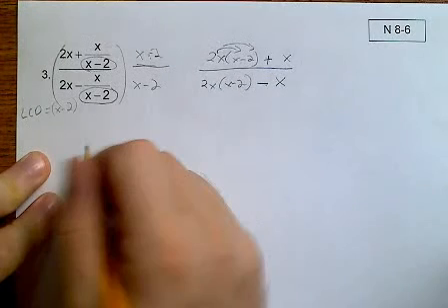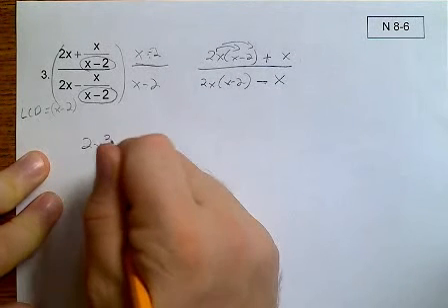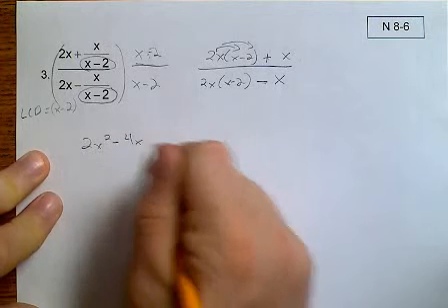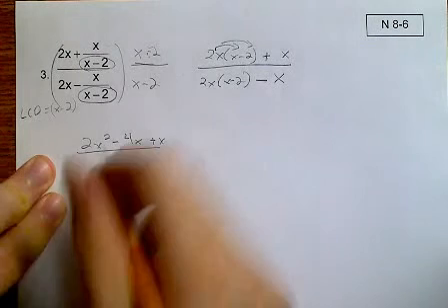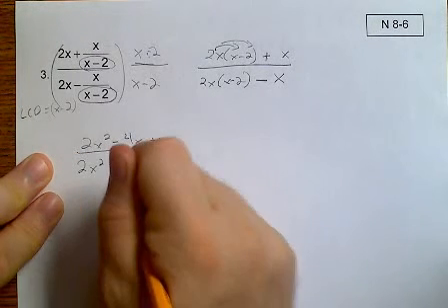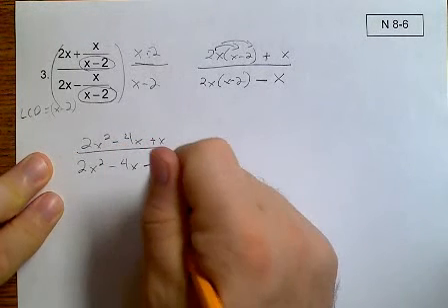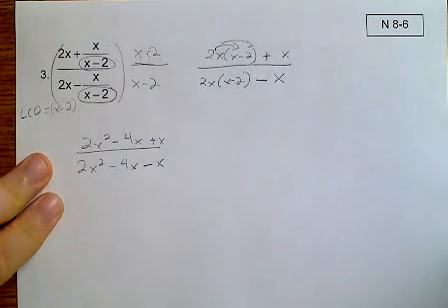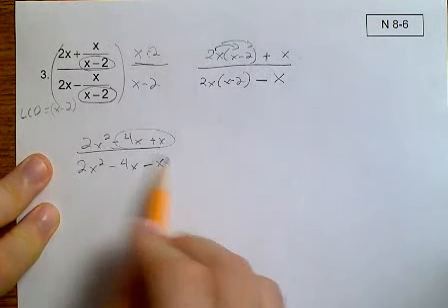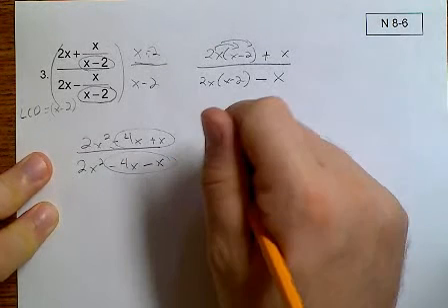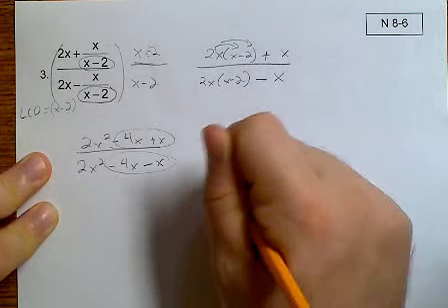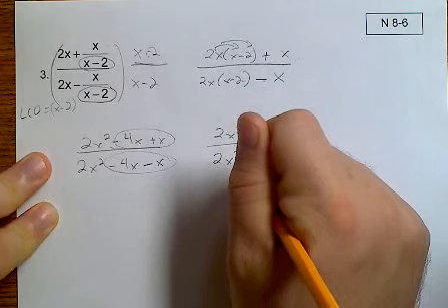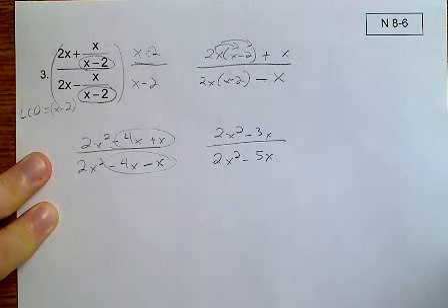So here we get 2x squared minus 4x plus x. We get that on the top. On the bottom, it's almost the same thing, but instead of plus x, we're talking minus x. Well, I've got some similar terms, so this will just become 2x squared minus 3x over 2x squared minus 5x.